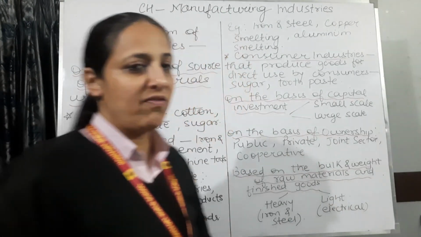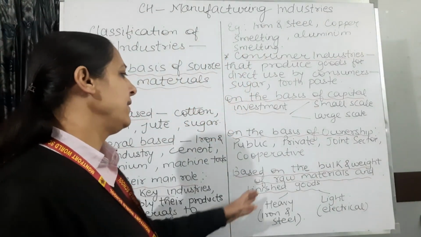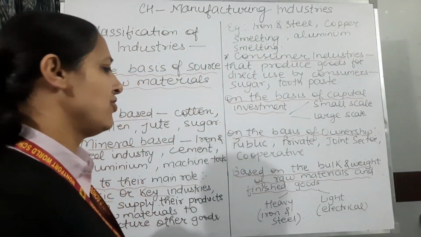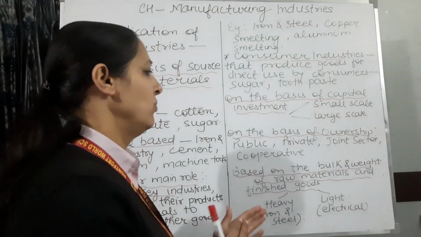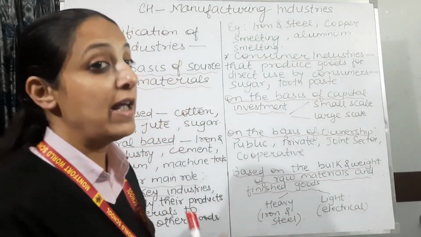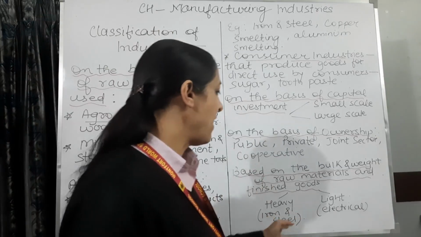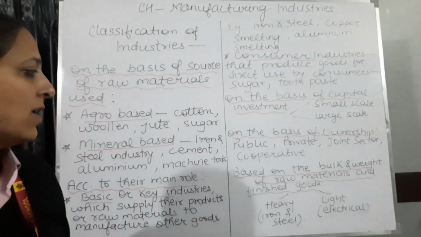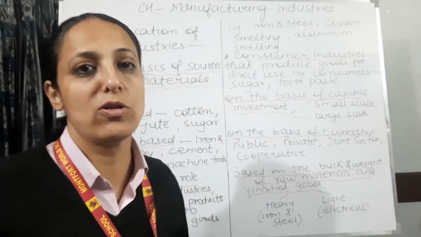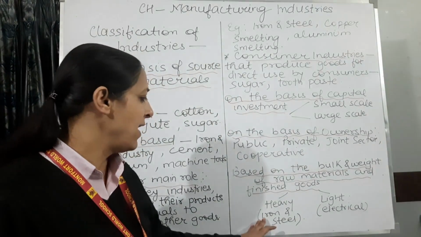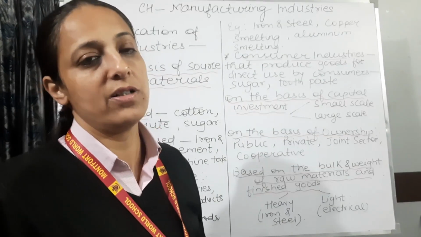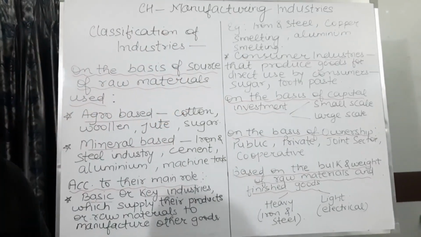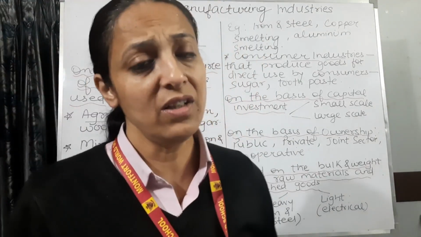The fifth classification is on the basis of bulk and weight of raw materials and finished goods. Depending upon the weight of the raw material and the finished goods, we have heavy industry and light industry. Heavy, like iron and steel, where raw material and finished product are both heavy, and light industry, that is the electrical industry. So this was the classification of the industries.